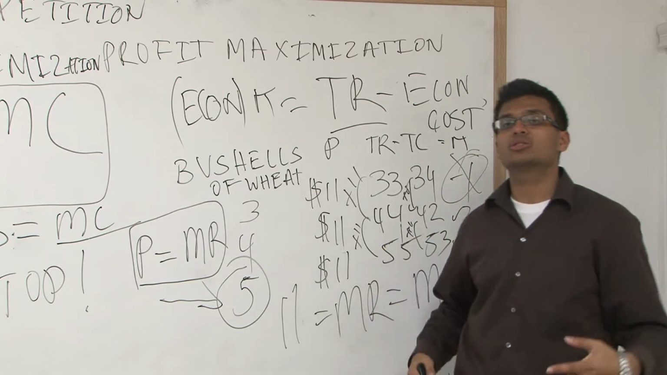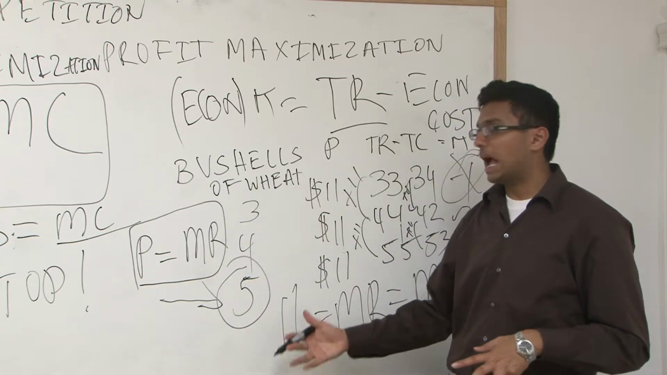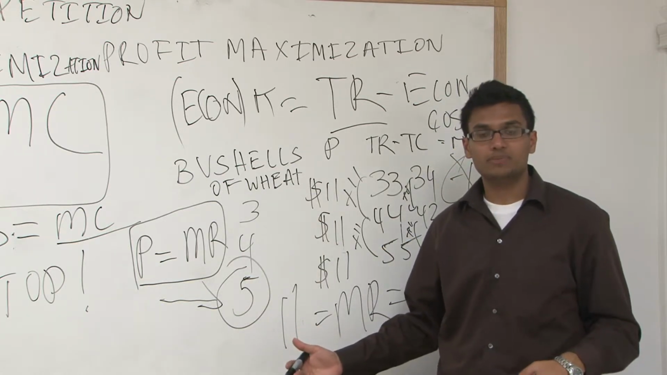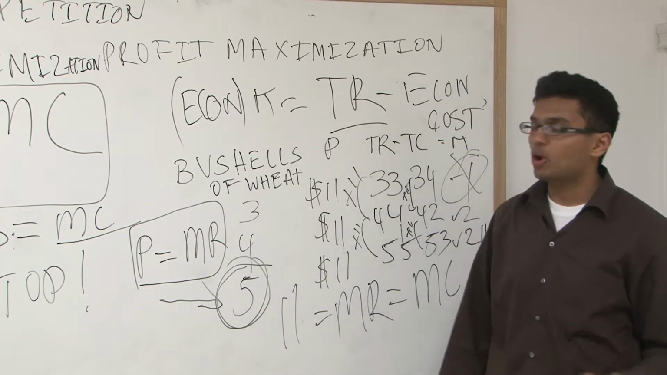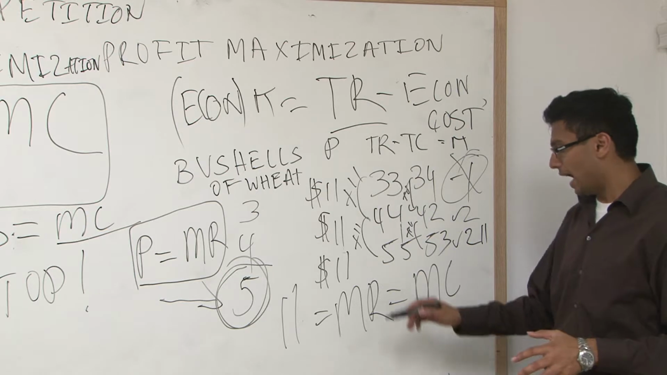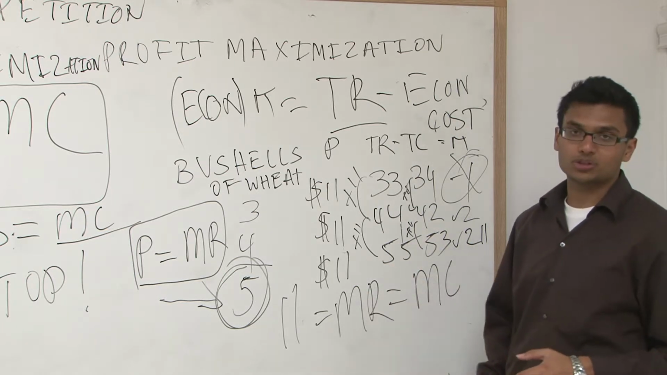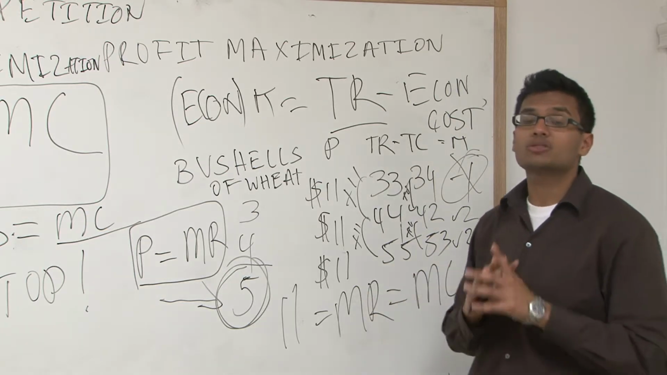So if someone asks you, say, in this example, how many bushels of wheat should I produce as a firm in a perfectly competitive market? I produce at 5. MR equals MC at 5 units. I produce at 5 bushels of wheat. Why? Because that's the most amount of profit I can make.